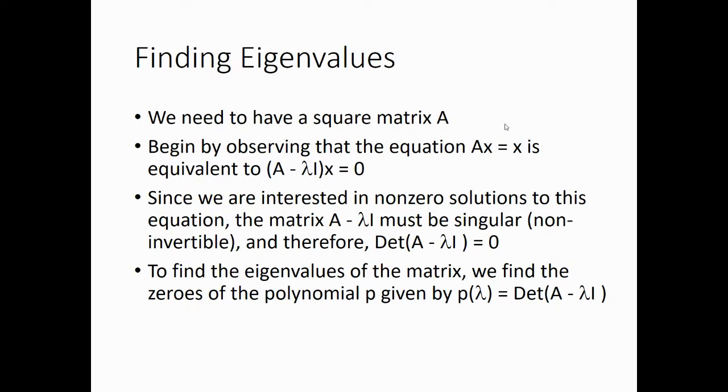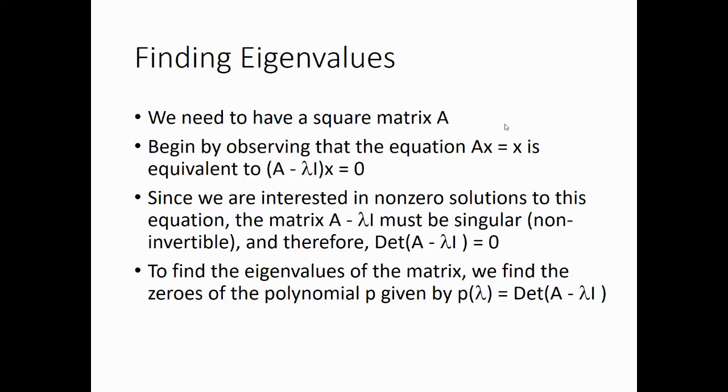So let's go back to eigenvalues and eigenvectors. And we want to know how to find these eigenvalues. So first of all, we need to have a square matrix A. And we begin by observing that the equation AX is equal to lambda X is equivalent to A minus lambda I times X is equal to 0. Since we're interested in non-zero solutions, the matrix A minus lambda I must be singular, that is non-invertible, and therefore we determine that the determinant of A minus lambda I is equal to 0. To find the eigenvalues of this matrix, we find the zeros of the polynomial P given by P of lambda is equal to determinant A minus lambda I.